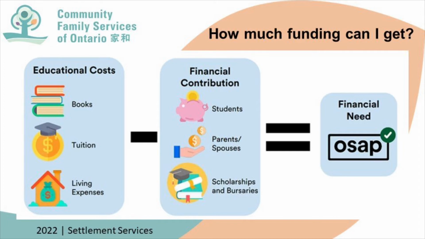Or what if I am independent of my parents? Maybe I got married already, so I'm no longer dependent on my parents. I am an individual with a spouse. Then they would look at my spouse's and my income. And then maybe I got scholarships or bursaries. So they would also look at other money that will help to pay for tuition.